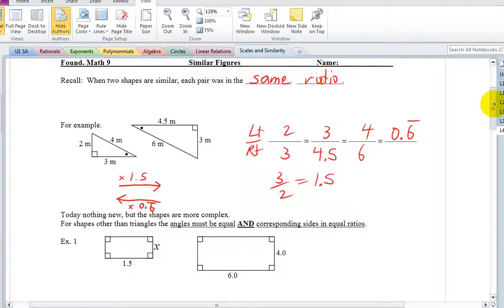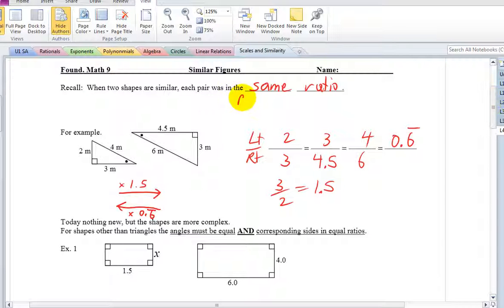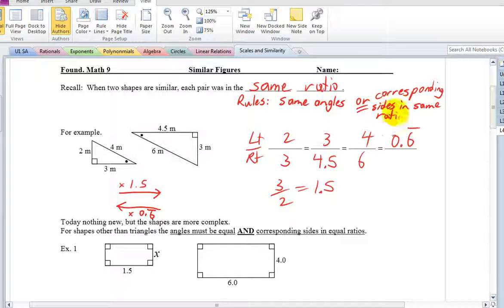So let's apply that. Now for this we had 2 rules. Your rules were same angles, which we have, or corresponding sides in the same ratio. And we have both of those present. We have similar angles with our dots and 90 degrees. And we also have all ratios equaling 0.6 repeating.